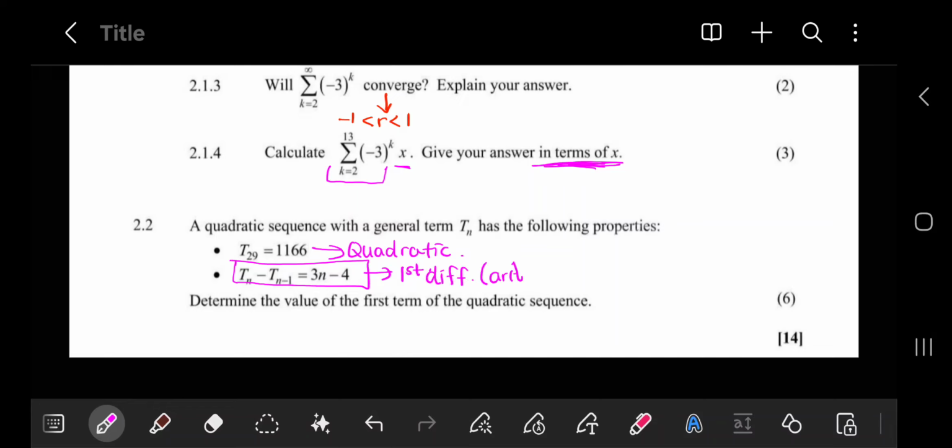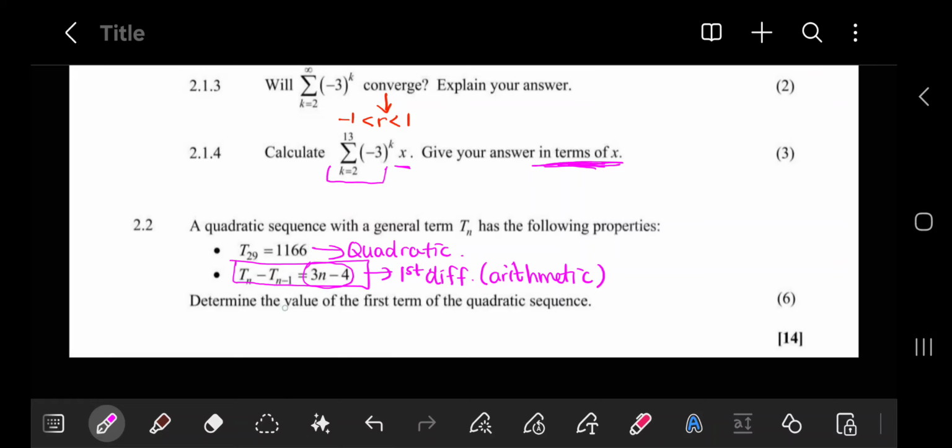And we know that the first differences is arithmetic. Now, since we have the general term for those first differences, that actually allows us to calculate the first few terms of the first difference. And that is a huge step towards calculating the general term of the quadratic pattern.